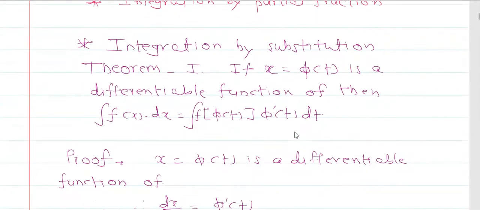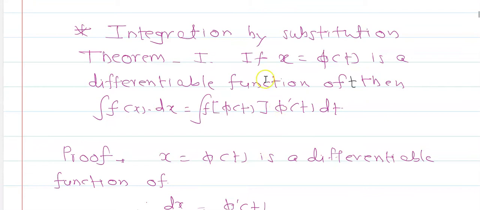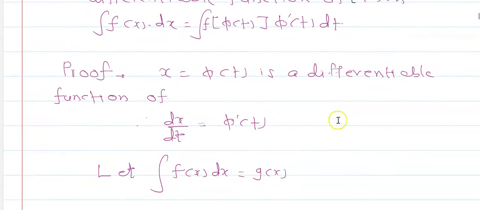Now, first of all, here is one more theorem, that is integration by substitution. This is theorem number 1. If x is equal to phi of t, I will repeat once again, if x is equal to phi of t is a differentiable function of t, then the integral of f of x into dx is equal to the integral of f of phi of t into phi dash of t into dt. Here x is replaced by phi of t, and dx is replaced by phi dash of t into dt. Now this is the theorem sometimes asked in board examples.